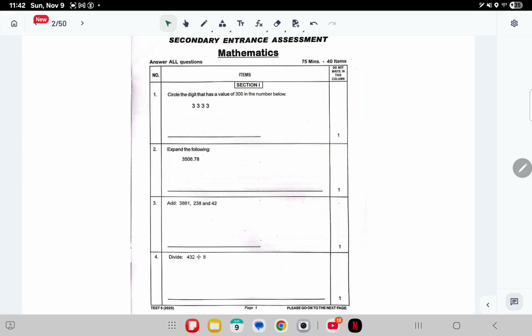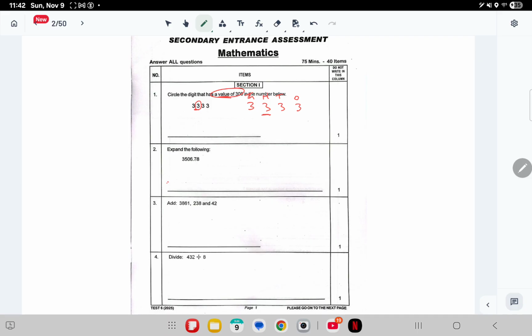Number 1, circle the digit that has a value of 300 in the number below. So we're looking at our place value charts. We have 3, 3, 3, 3. Ones, tens, hundreds, thousands. With a value of 300, it will be in the hundreds position, so therefore it will be this 3.